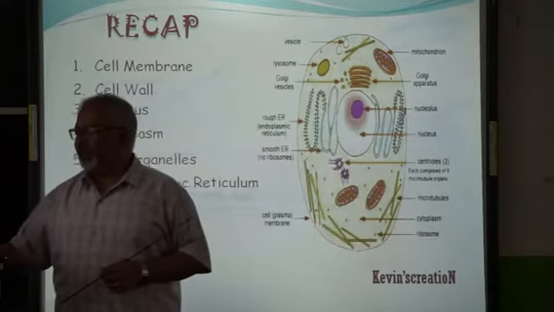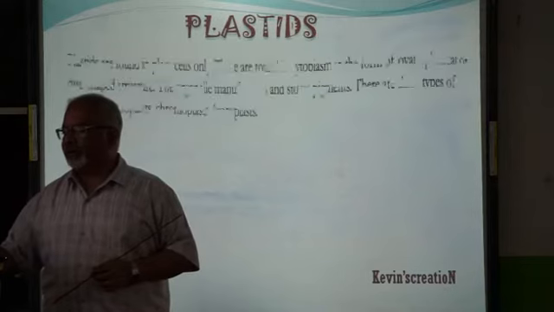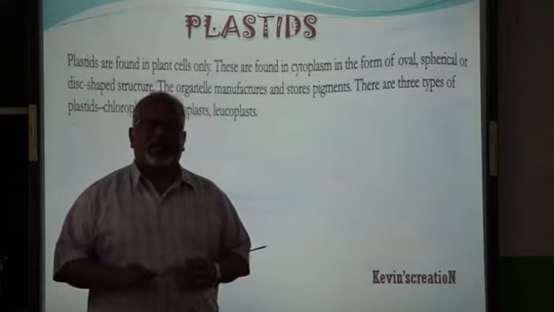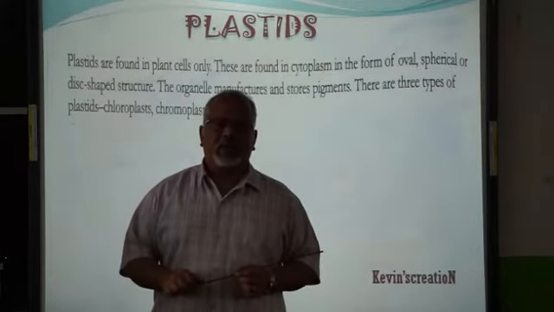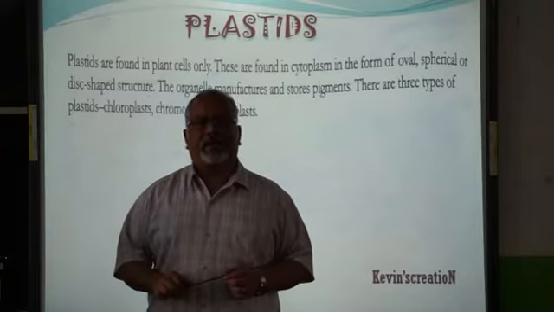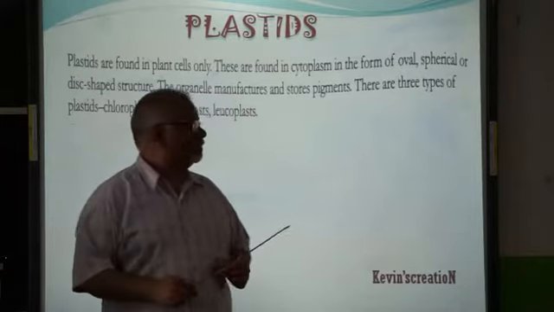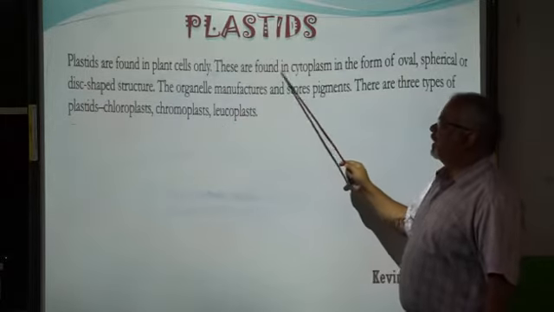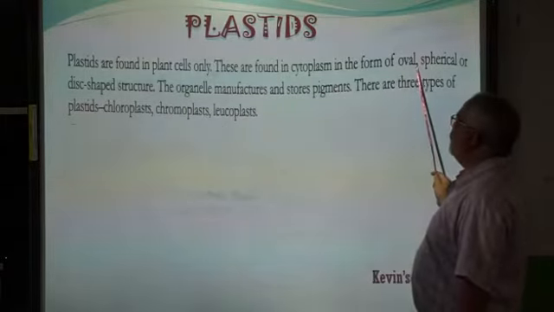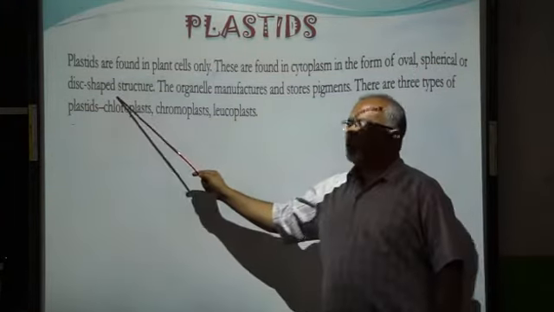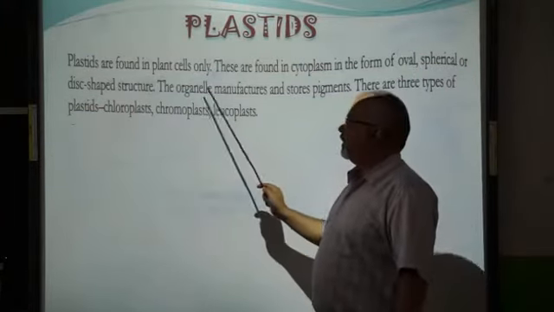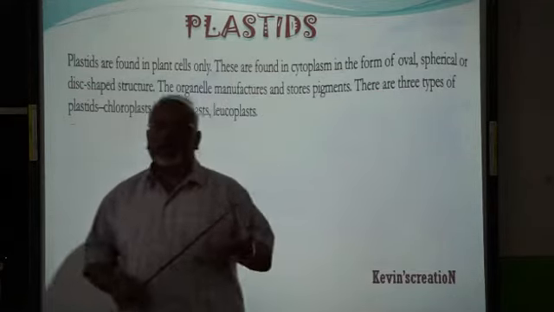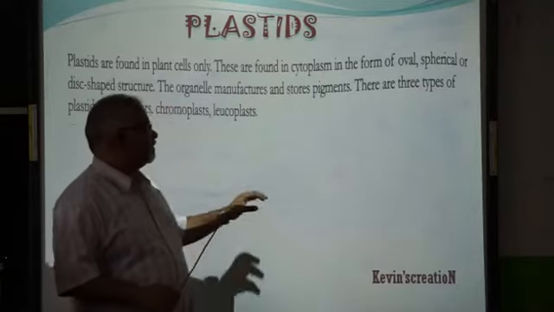So whatever is left, we will be doing it now. First is plastids. These plastids are found only in plant cells. They are not found in animal cells. These are found in the cytoplasm in the form of oval, spherical, disc-shaped structures. The organelle manufactures and stores pigments. So here you have different colored pigments.